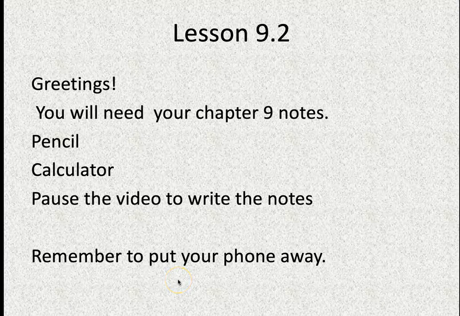Greetings, everybody. We are on lesson 9.2, which is talking about dealer's cost. You will need, again, your notes, pencil, calculator, and pause when you need it.